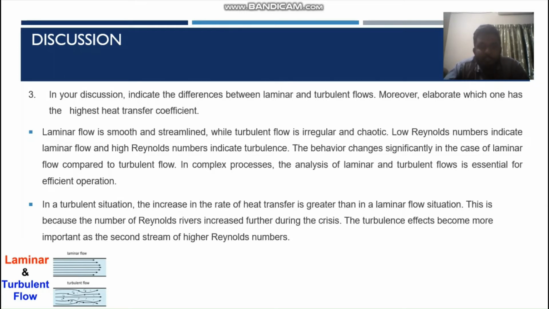In a turbulent situation, the increase in the rate of heat transfer is greater than in a laminar flow situation. This is because the Reynolds number increases further during the transition. The turbulence effect becomes more important as the flow reaches a higher Reynolds number.